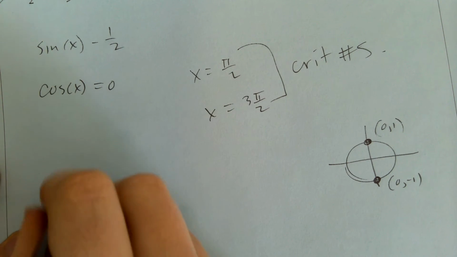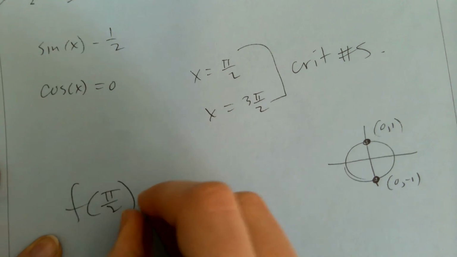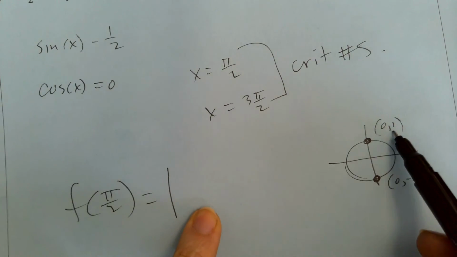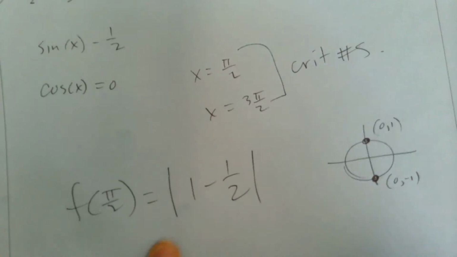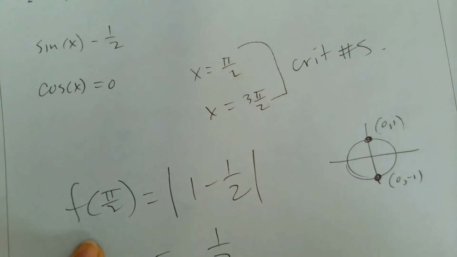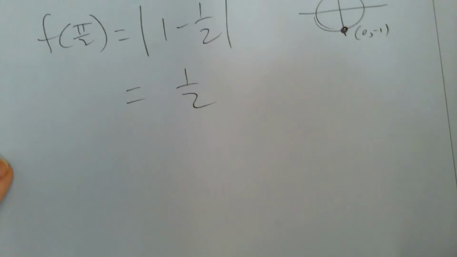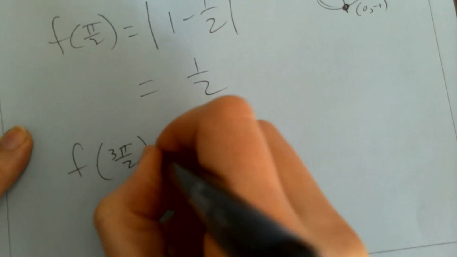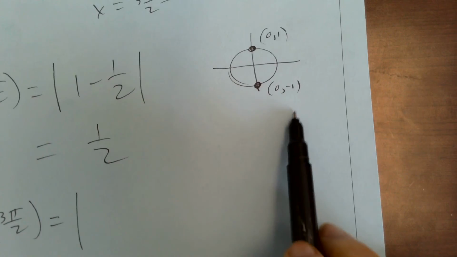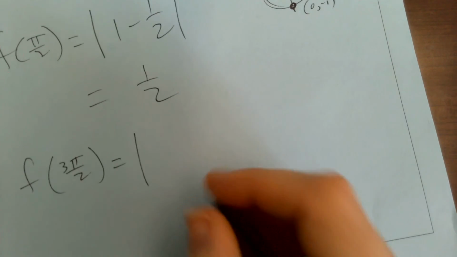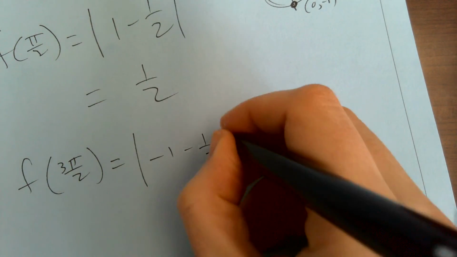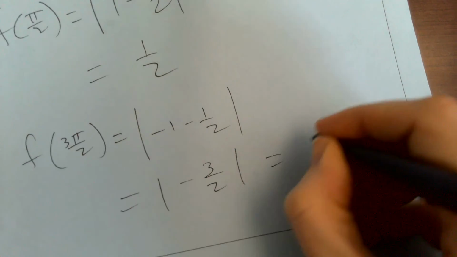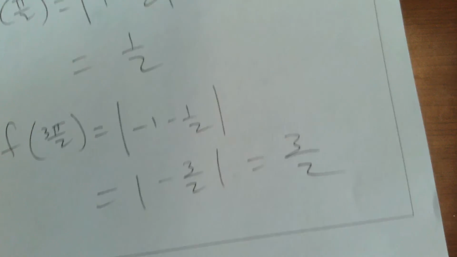So if you do f of pi over 2, you're going to get the absolute value of sine of pi over 2, which is 1, minus a half. So that's just going to be the absolute value of a half, which is a half. But then if you plug in 3 pi over 2, you get the absolute value of the sine of 3 pi over 2, plugging into the original here, which is negative 1 minus a half. That's negative 3 halves, which is positive 3 halves.